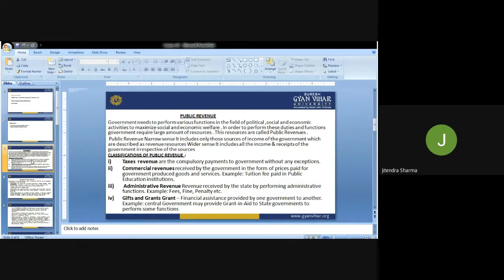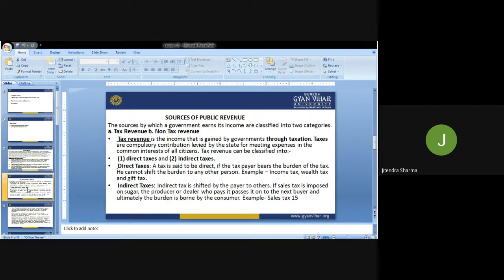In a wider sense, it includes income and receipts of government irrespective of the sources. So the classification of public revenue: tax revenue, commercial revenue, administrative revenue, and gifts. These are the four categories under which the government has the opportunity to earn income, and all of these come under the category of public revenue.